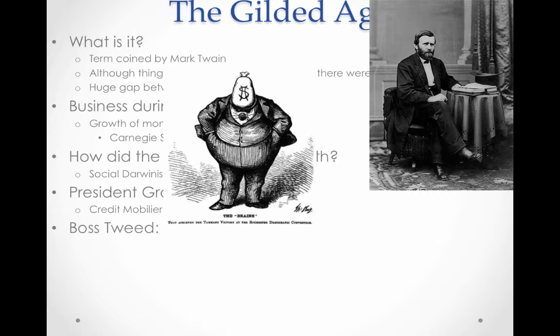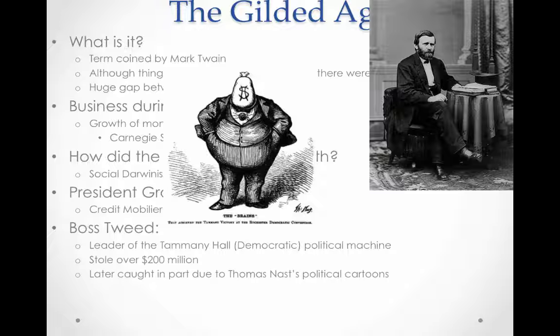Boss Tweed, we know him, political cartoon. Many political cartoons were created about him. He was the leader of Tammany Hall, a Democratic political machine. He stole over $200 million from New York City, actually fled to Spain and was caught due to people recognizing him from Thomas Nast's political cartoons. So an artist brings down one of the most powerful politicians of the time.